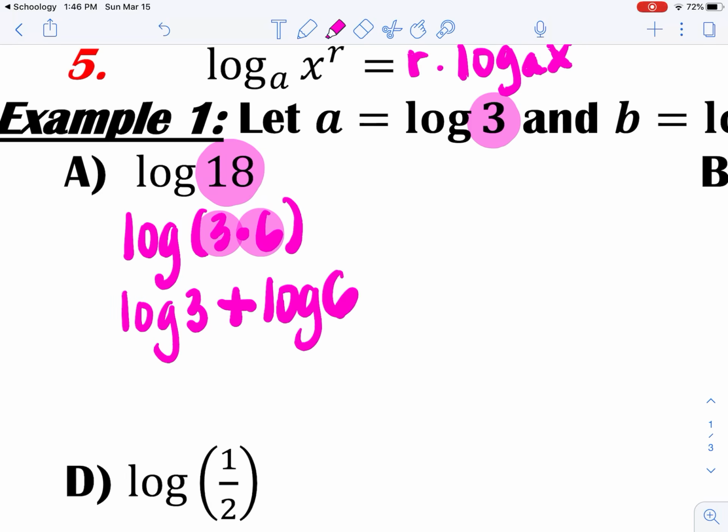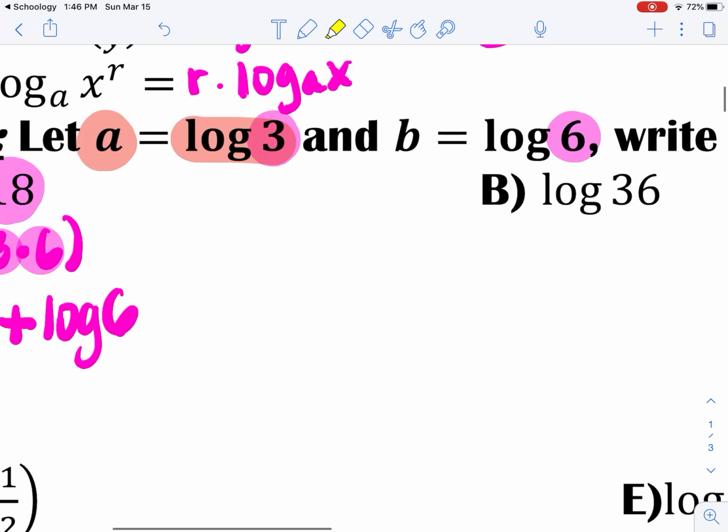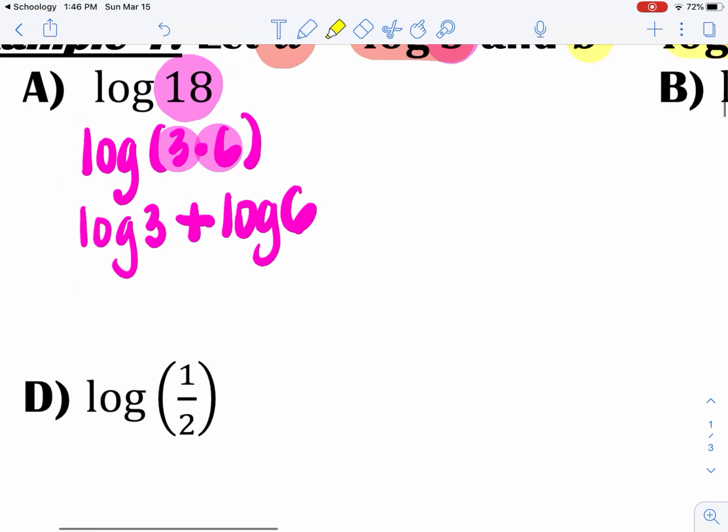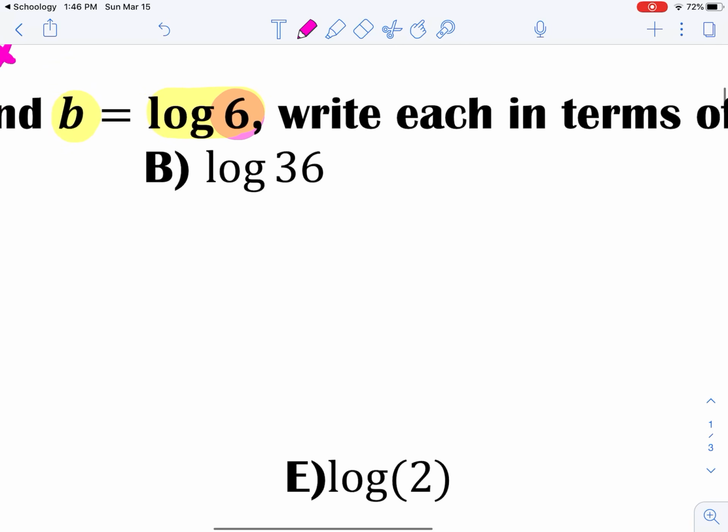Now I can replace log 3 with a and I can replace log 6 with b. If I do that, I end up with a plus b. Realize b plus a is also a correct answer, but an incorrect answer is a times b.